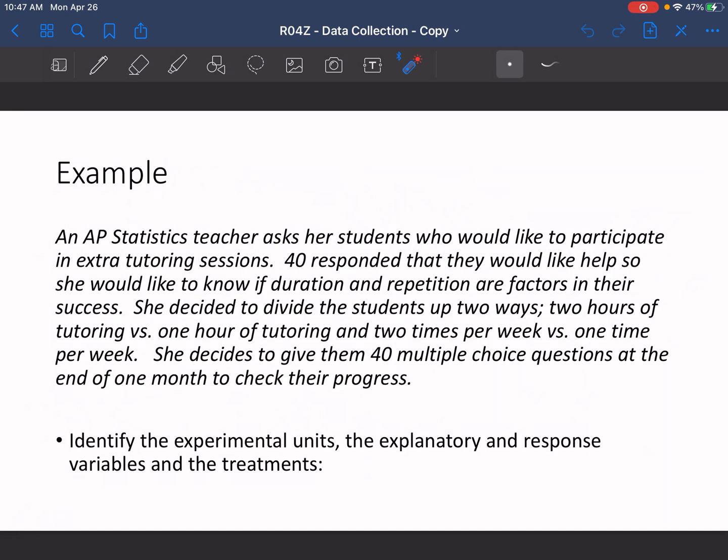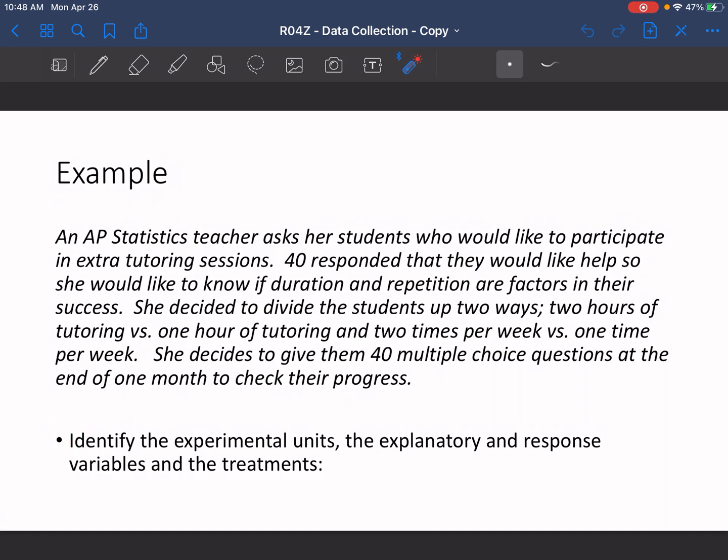And so in this example, an AP statistics teacher asks her students who would like to participate in extra tutoring sessions. 40 responded that they would like to help, so she would like to know if duration and repetition are factors in their success. She decided to divide the students up two ways, 2 hours of tutoring versus 1 hour of tutoring, and 2 times per week versus 1 time per week. She decides to give them 40 multiple choice questions at the end of 1 month to check their progress.